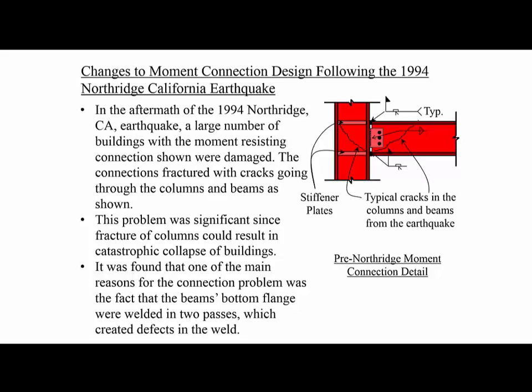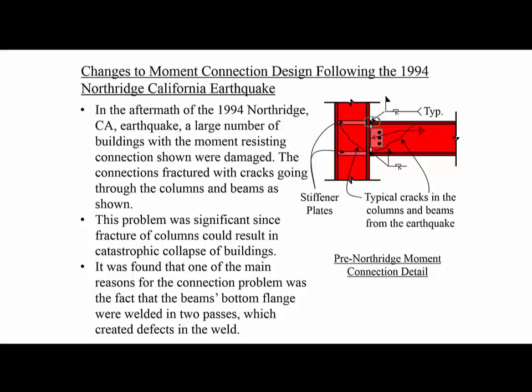Now, how is this connection made? This is a moment frame where the beam is connected to the column by using an angle welded to the column and bolted to the beam, or it can be welded to both of them, and then the top and bottom flanges of the beam are directly welded to the column. Now, for the welding at the top of the beam, it is sort of straightforward. These are field welds. Basically they could weld this in one pass.